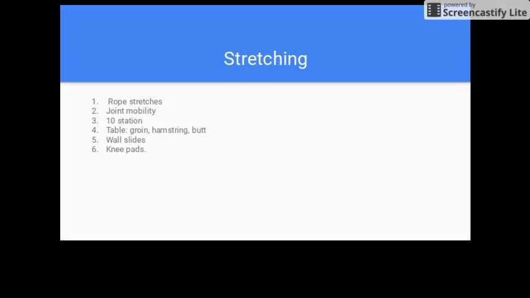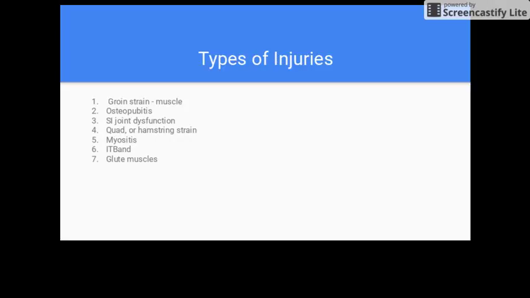So how do you prevent it? Well, you can do rope stretches. We have joint mobility. We have the 10 station stretching. You can go off the table and you stretch your groin, your hamstring, and your butt. You can do different wall slides, and you can do different knee types of sliding.